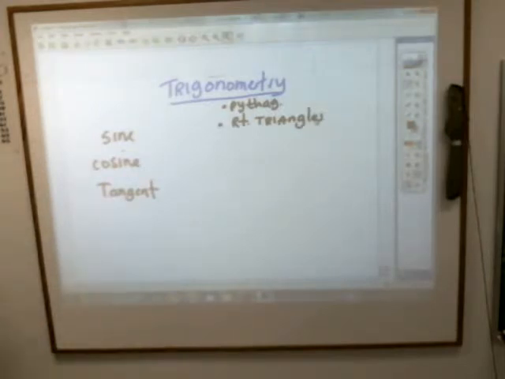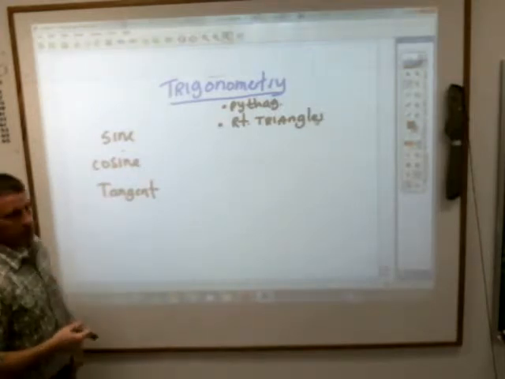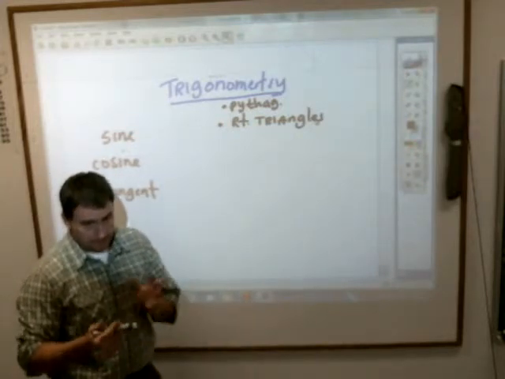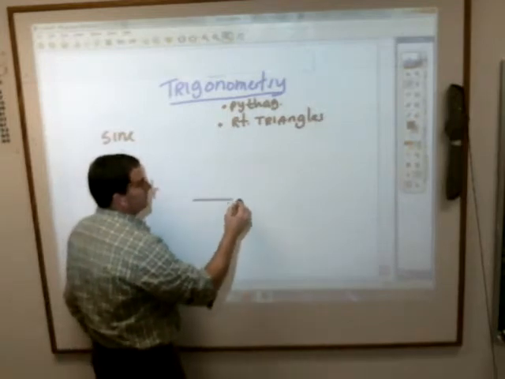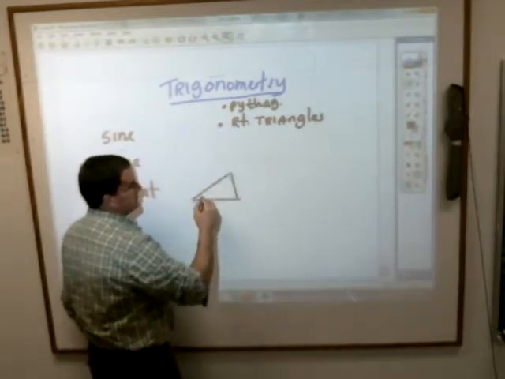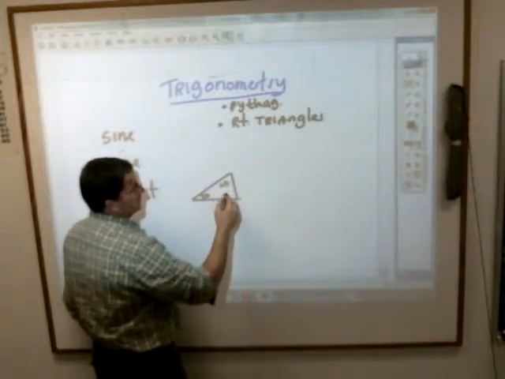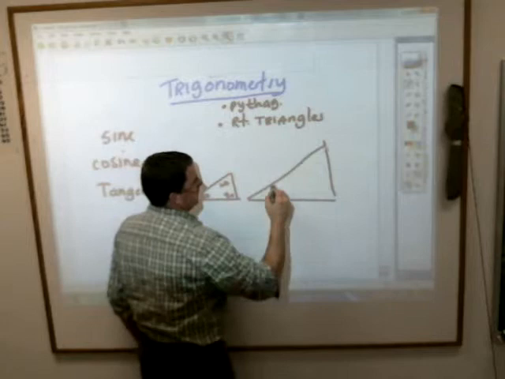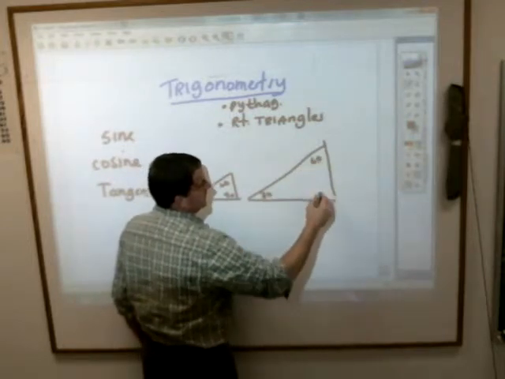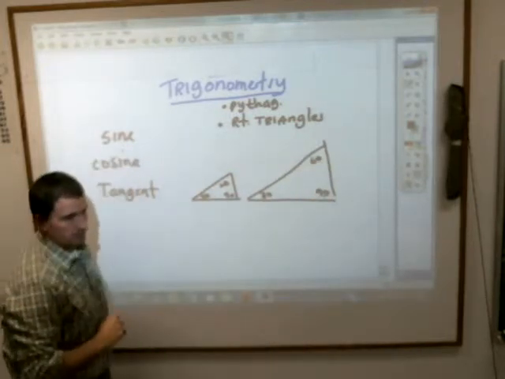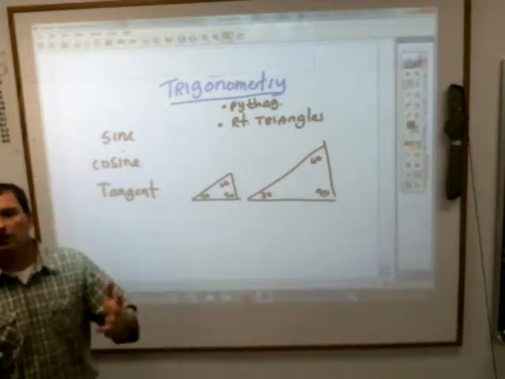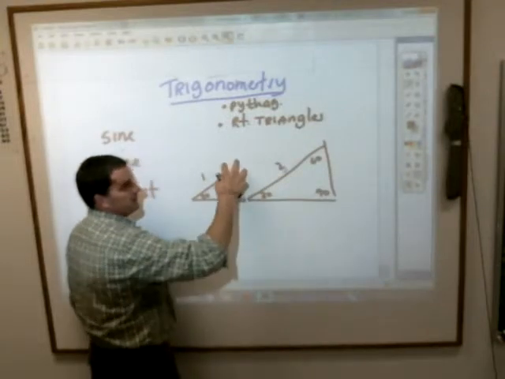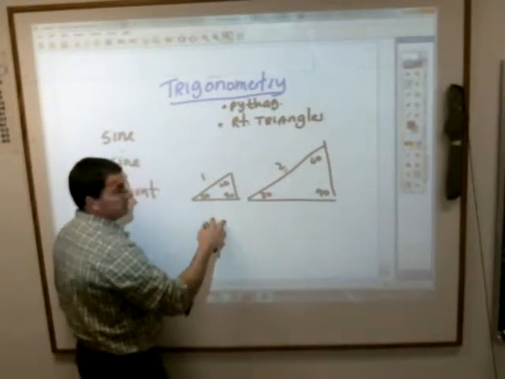Because you know that all triangles that have the same degree angles are all similar. In other words, if I have a 30, 60, 90 triangle, the sides of any triangle that's 30, 60, 90 are all proportional. If this side is 1 and this side is 2, that means every side is going to double.